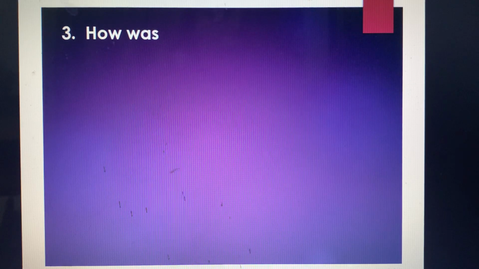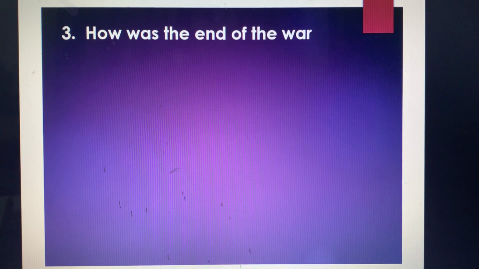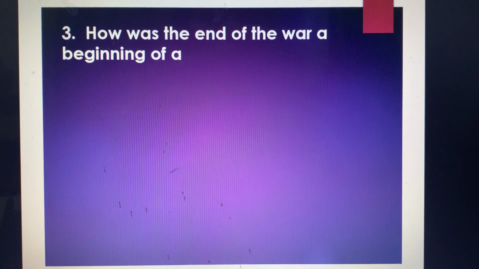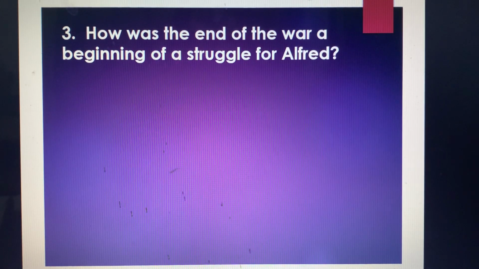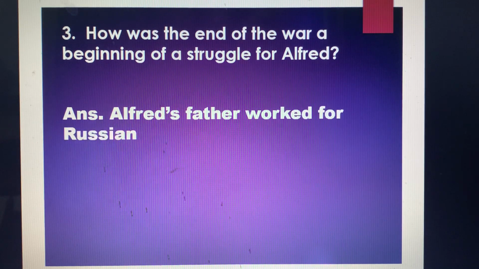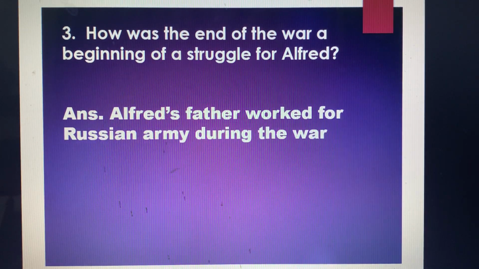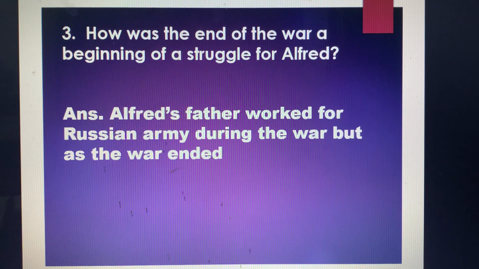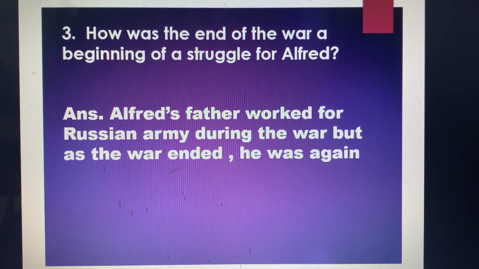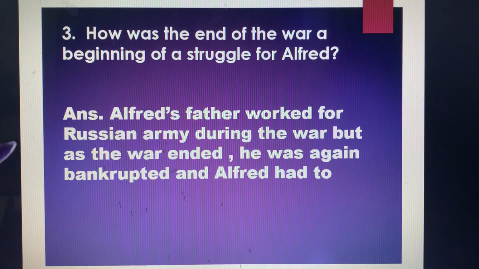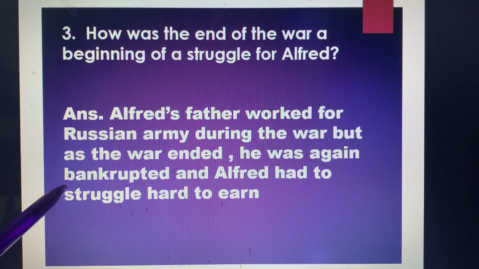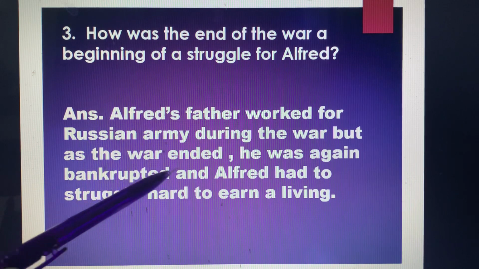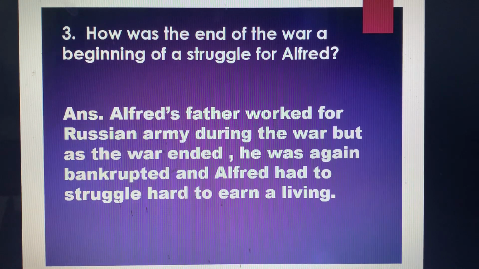Next question is question number 3. How was the end of the war a beginning of a struggle for Alfred? Fine. So what happened? When the war was over, it became the beginning of a struggle for Alfred. How? Alfred's father worked for the Russian army during the war, but as the war ended, he was again bankrupted and Alfred had to struggle hard to earn a living.